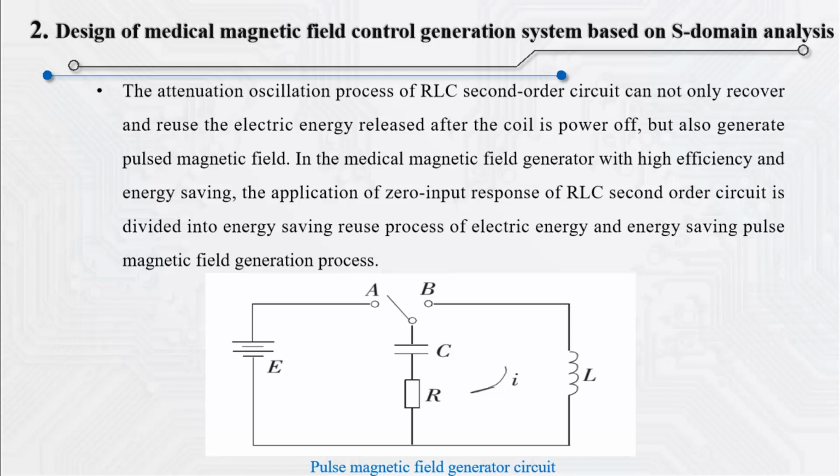It can also produce a pulsed magnetic field. In the energy-efficient magnetic field generator, the RLC second-order circuit zero input response can be divided into the energy saving and release process, and the energy-saving post-magnetic field generation process. When the switch is off, capacitor C will be discharged through resistor R and coil L until the initial energy is exhausted by the resistor.